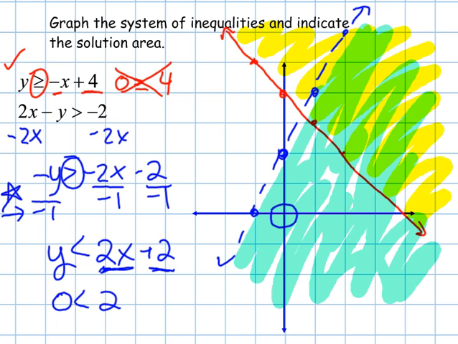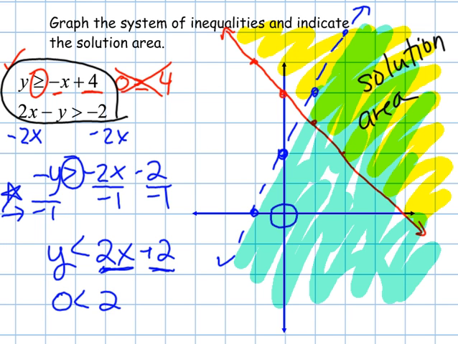And then with a system of inequalities, you end up with an area called the solution area. Where your solutions overlap is your solution area. So this area up here would be our solution area. All of the ordered pairs in that section would work for both of the inequalities that we worked with. When you're graphing a system of equations, you only have one point, but with inequalities, you'll have an entire solution area.